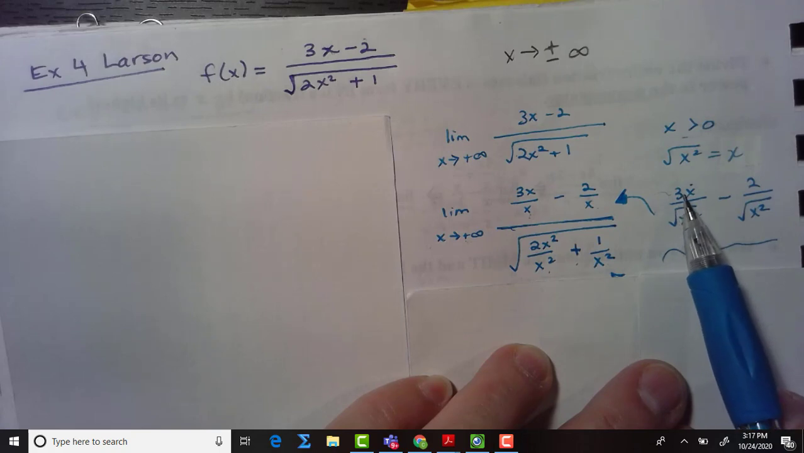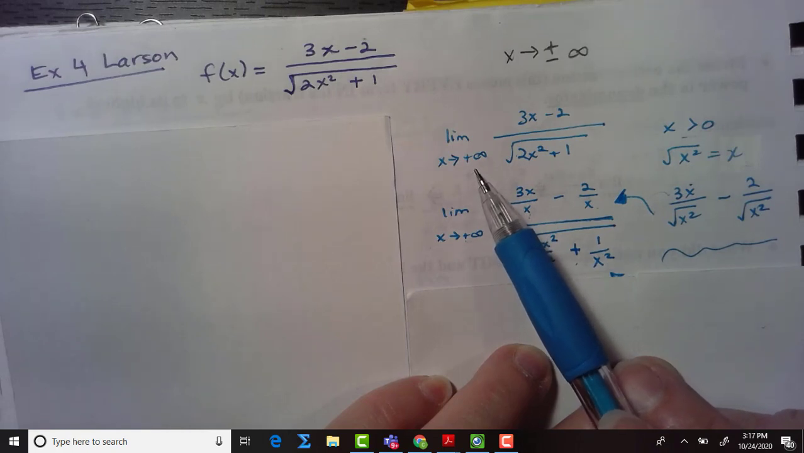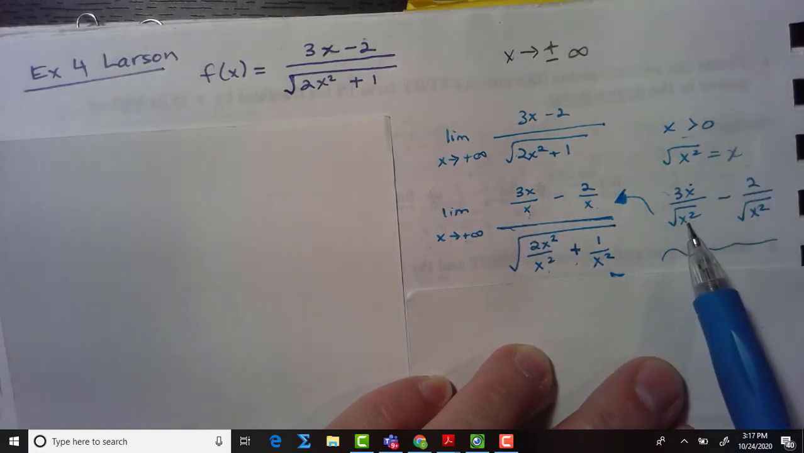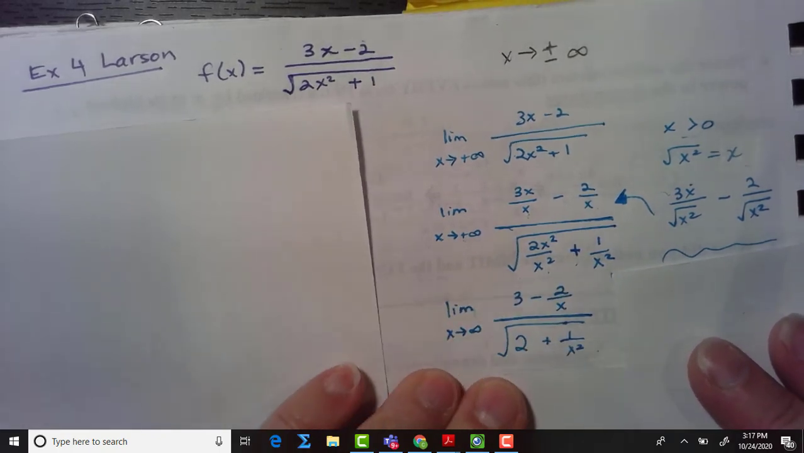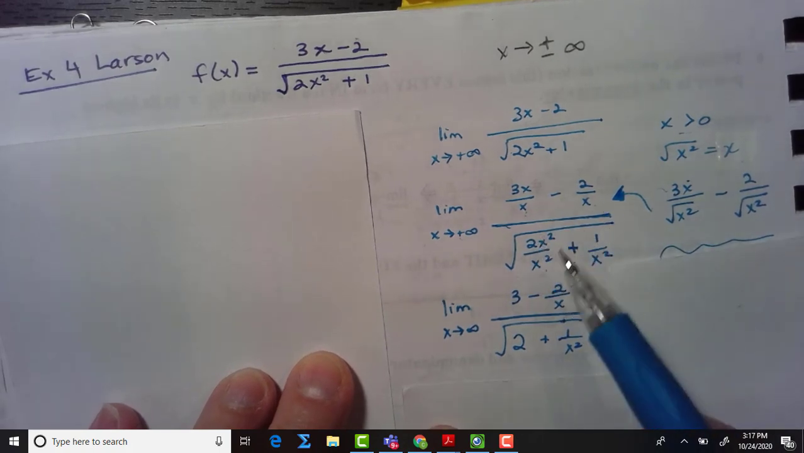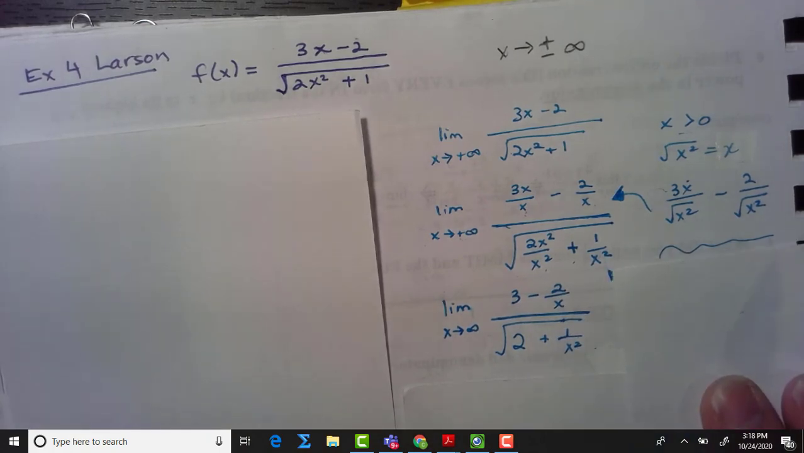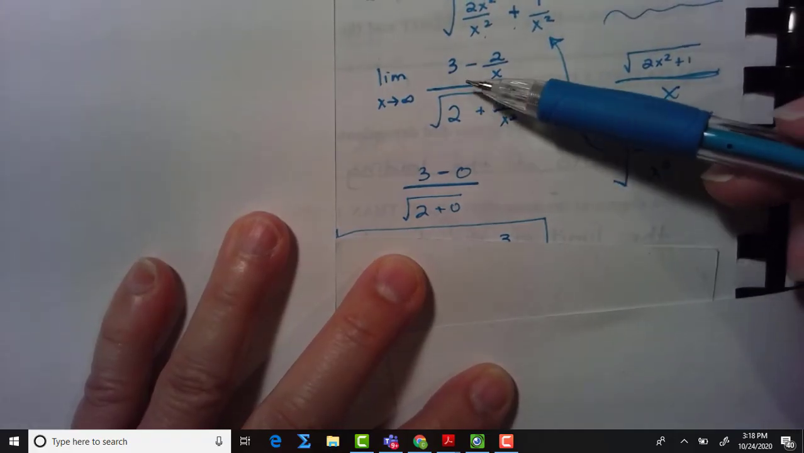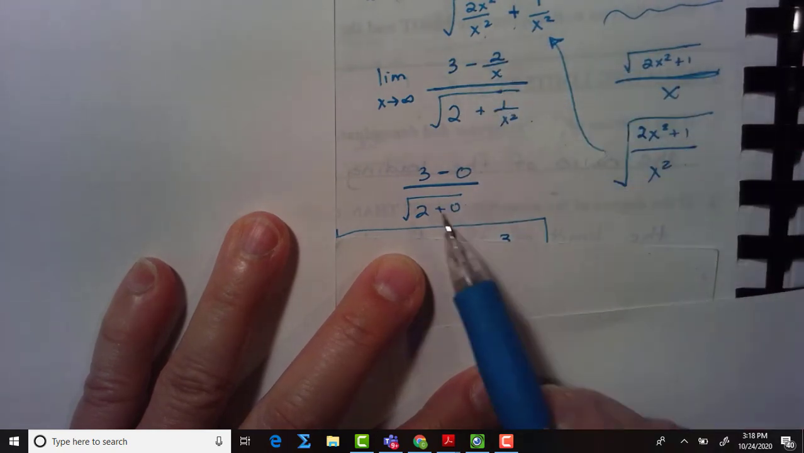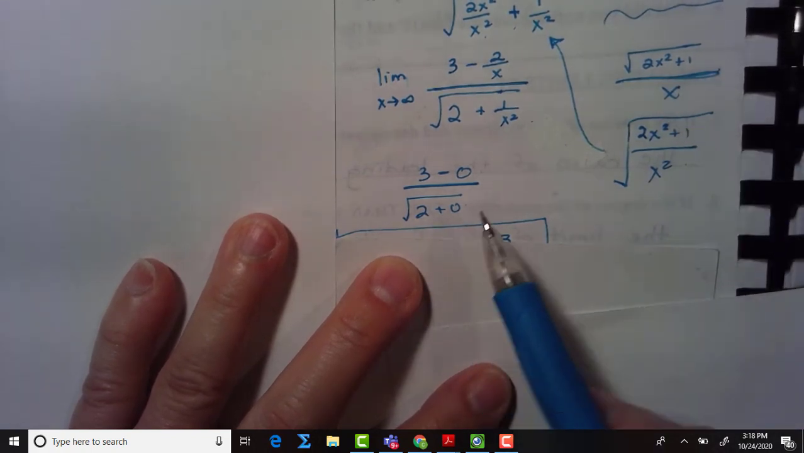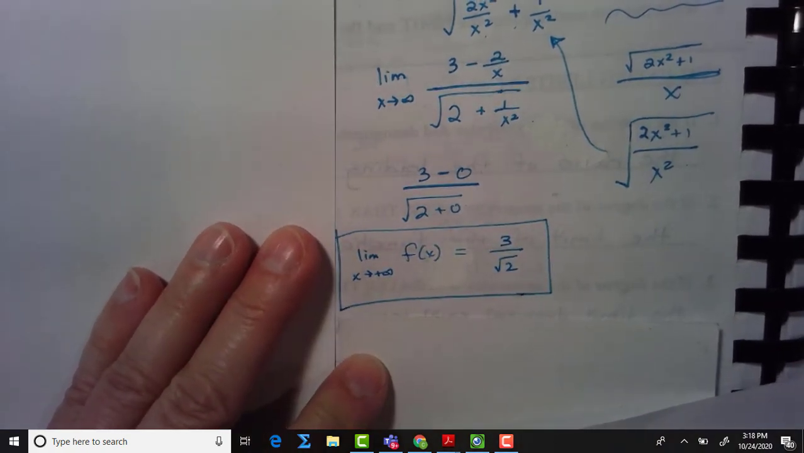Okay, so this would be 3x over the square root of x squared, and since x is positive, because we're going to positive infinity, the square root of x squared will be x. Probably see where I'm going with this. So simplifying everything, we get this: 3 minus 2 over x, over the square root of 2 plus 1 over x squared. As x goes to infinity, this stays at 3, this becomes 0, this stays at 2, this becomes 0, this is under the radical, so I get 3 over the square root of 2 as x goes to positive infinity.